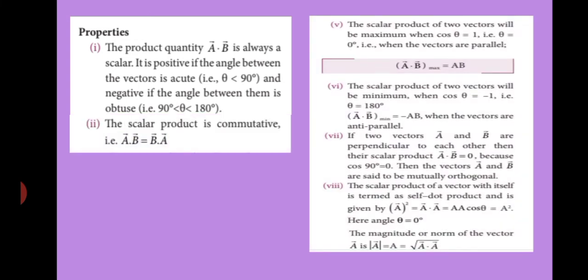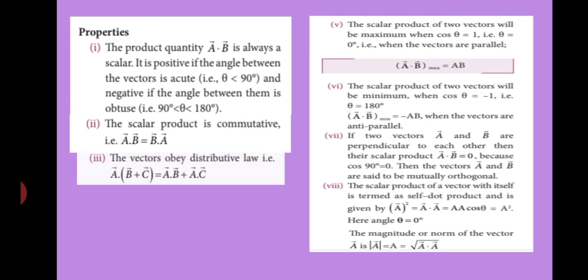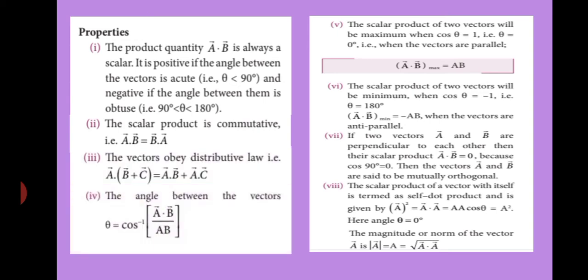The scalar product is commutative, that is A vector dot B vector is equal to B vector dot A vector. The vectors obey the distributive law, that is A vector dot (B vector plus C vector) is equal to A vector dot B vector plus A vector dot C vector. The angle between the vectors, theta, is equal to cos inverse of A vector dot B vector divided by AB.